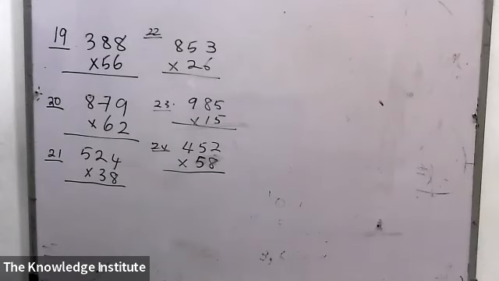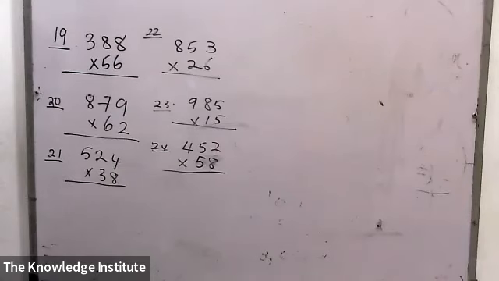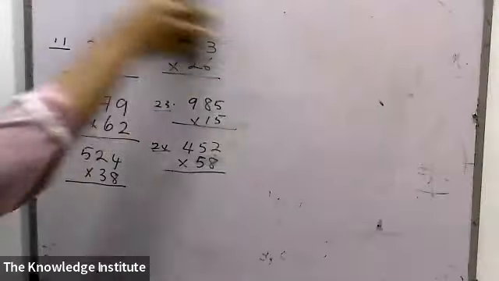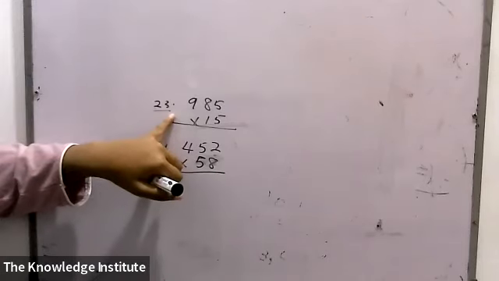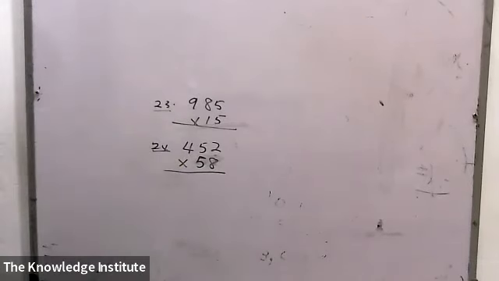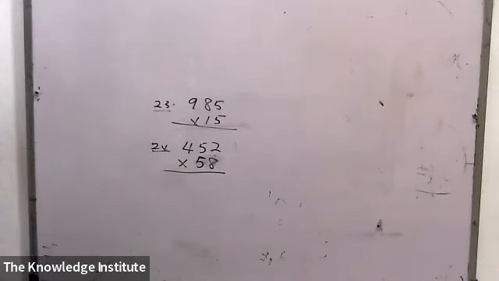524 into 38. 19,912. Yes, teacher. 853 by 26. 22,178. Okay, next one. Teacher, I didn't do that. I was doing the last one. You did the last one? Yes, teacher. 452 by 58. You have another question, no, darling. 985 by 15 you didn't do? Yes, teacher. Okay. Do both of them and let me know.